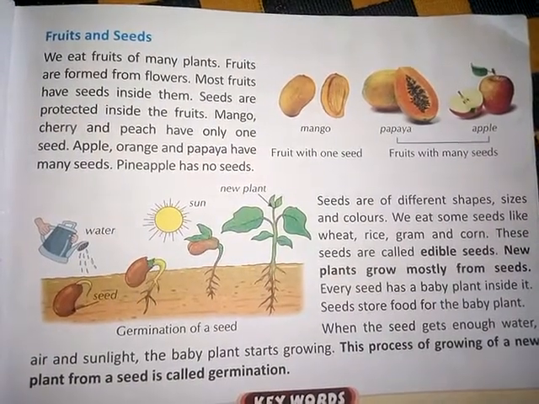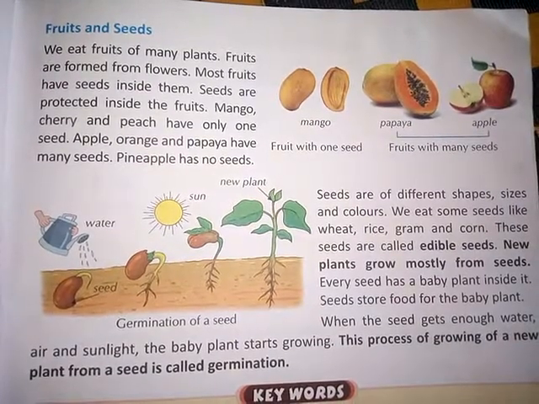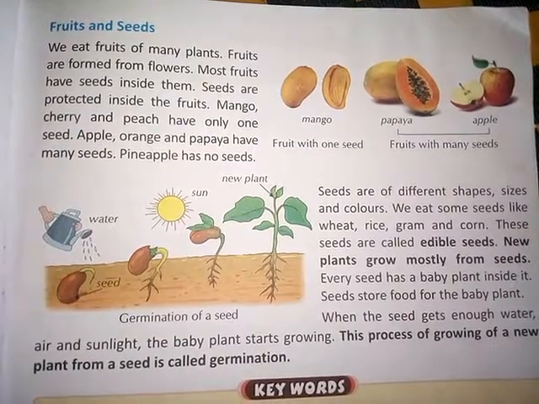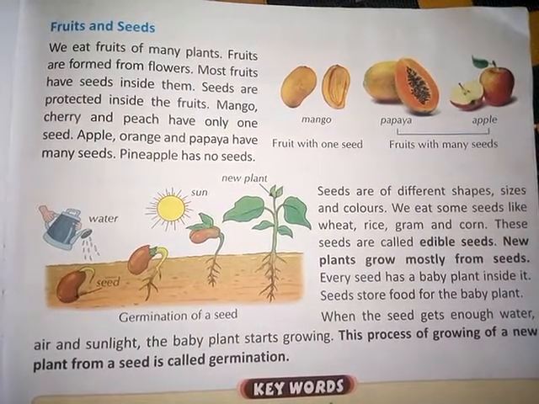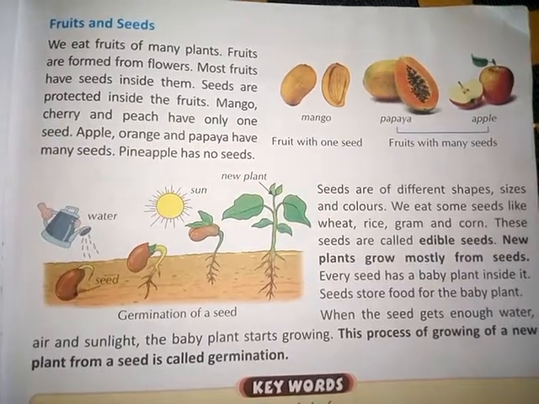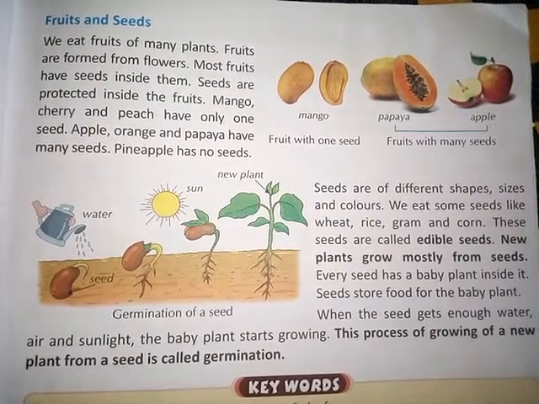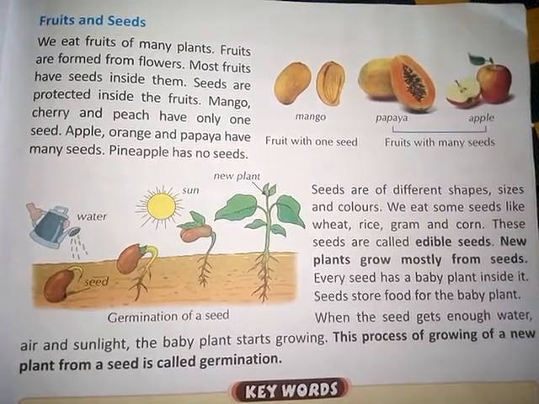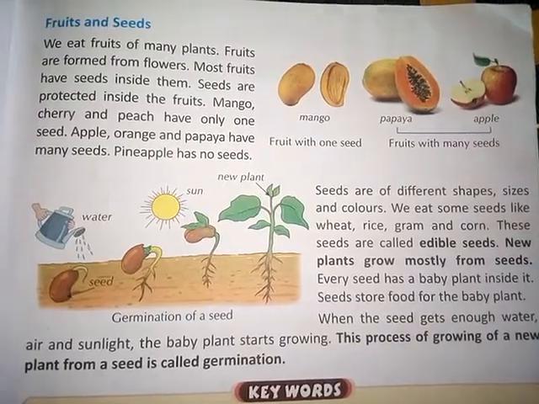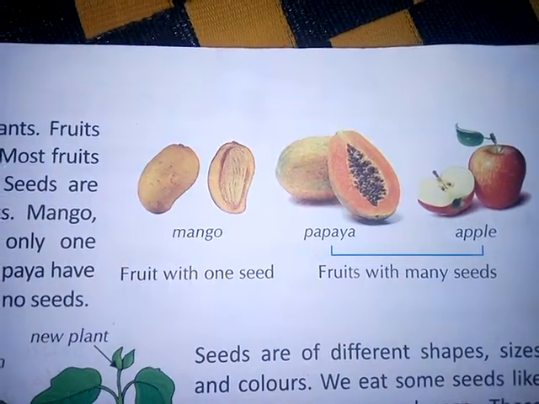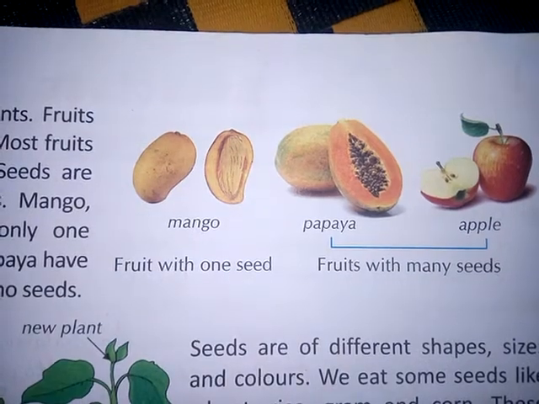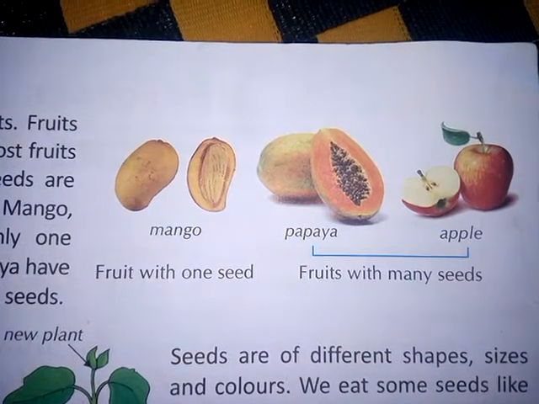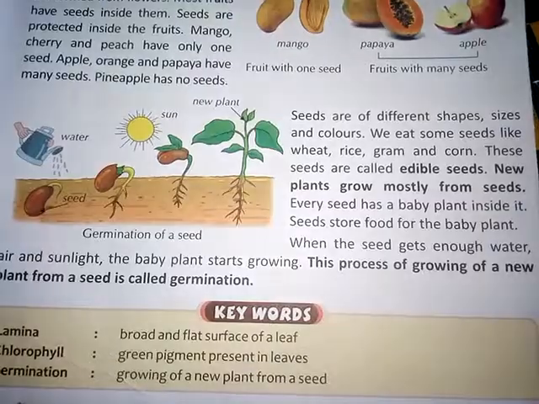Now fruits and seeds. We eat fruits of many plants. Fruits are formed from flowers. Most fruits have seeds inside them. Seeds are protected inside the fruits. Mango, cherry and peach have only one seed. Apple, orange and papaya have many seeds. Pineapple has no seeds. In the first picture you can see fruit with one seed, and that is mango. And in the second picture you can see fruits with many seeds like papaya and apples.